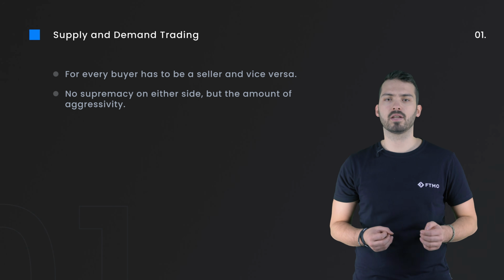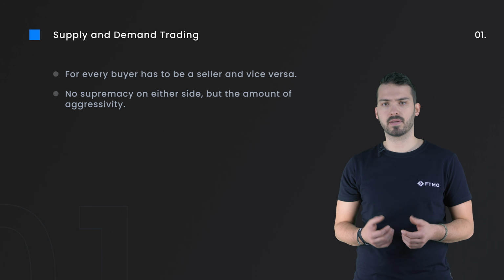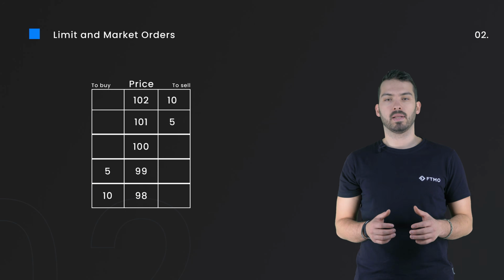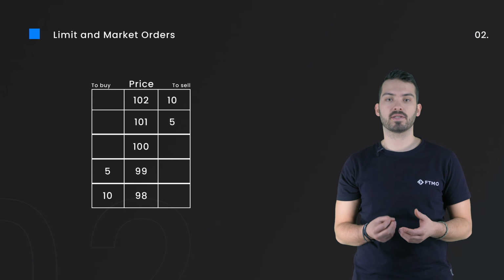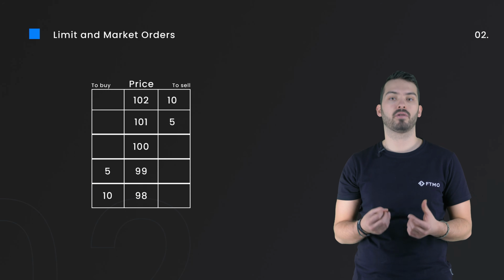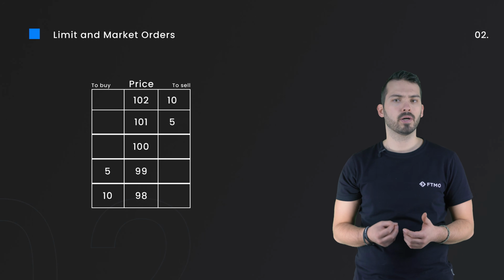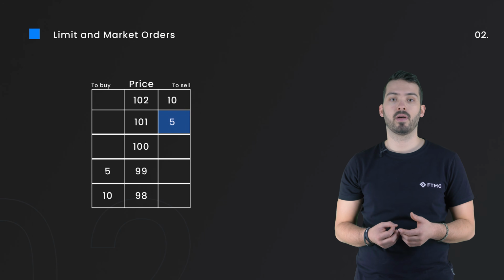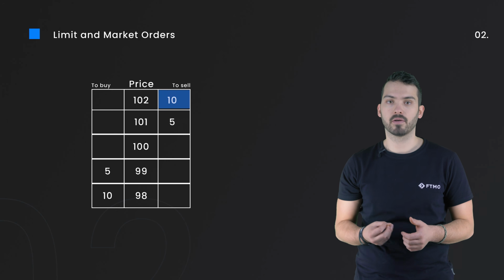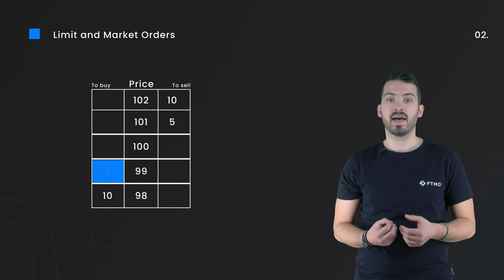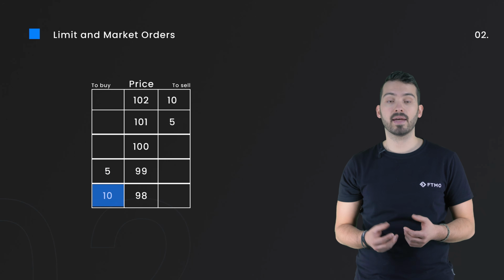If we look at this idea from a more advanced perspective, traders can place two types of orders in the market: limit orders and market orders. Let's say you have an instrument that is priced at $100 and there are limit orders above and below price. At 101, you have 5 limit orders to sell. At 102, you have 10 orders to sell. Below the price, there are 5 to buy at 99 and 10 to buy at 98.